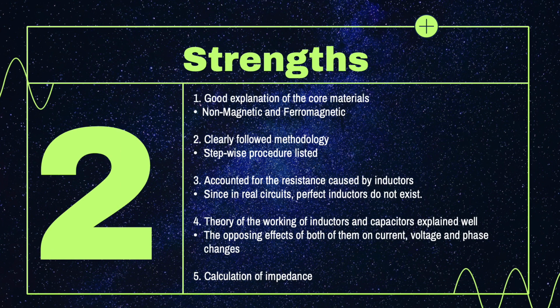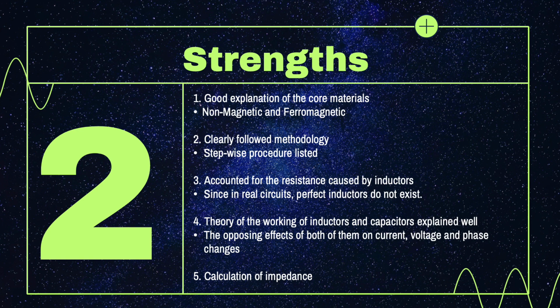Now as we move to the strengths, first of all, we talk about the good explanation of the core materials. The basic definition and properties of non-magnetic and ferromagnetic materials is provided at the very beginning, along with the non-magnetic and ferromagnetic materials used by Chandranshu in his experiment. Secondly, we come to the clearly followed methodology. The procedure was listed stepwise for a clear understanding of what is happening in the experiment and in the circuit.